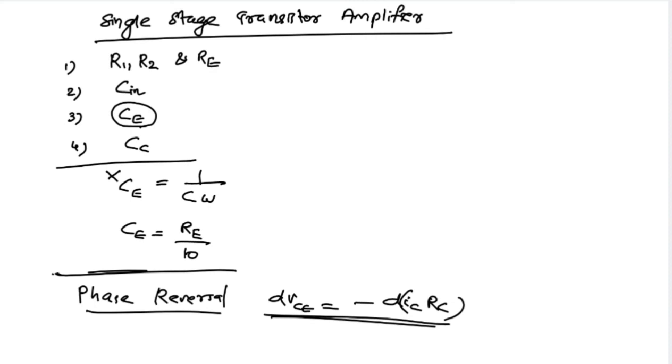So we also proved phase reversal, and finally we saw that there is no phase reversal between input and output currents in all three configurations, and also there is no phase reversal between input and output voltages in common base and common collector configuration. The phase difference between input and output voltages is 0 degree in common base, and the phase difference between input and output voltages is 180 degrees in common emitter configuration. So this is all about today's class.